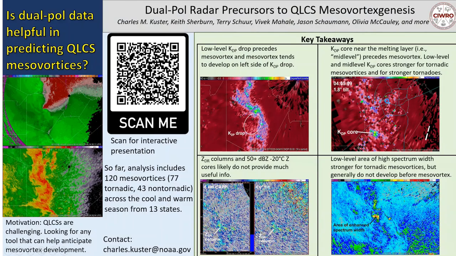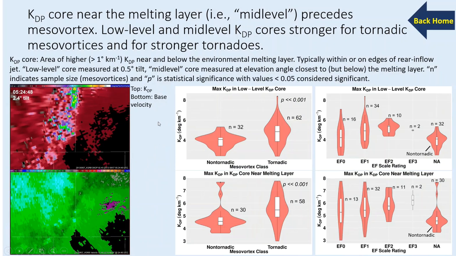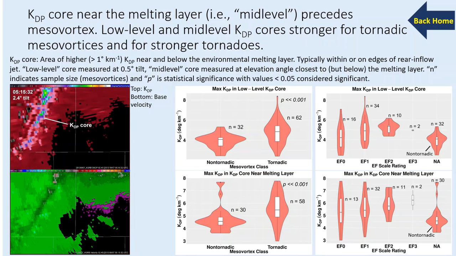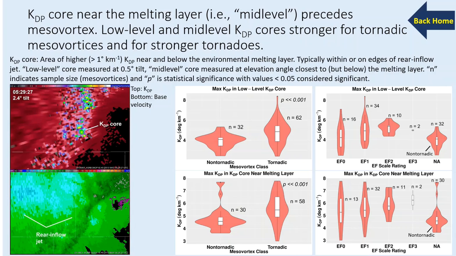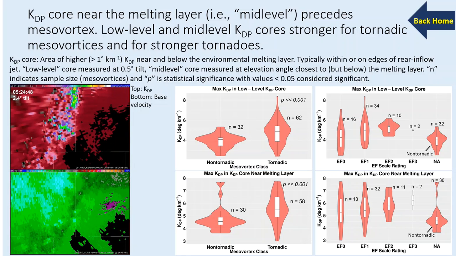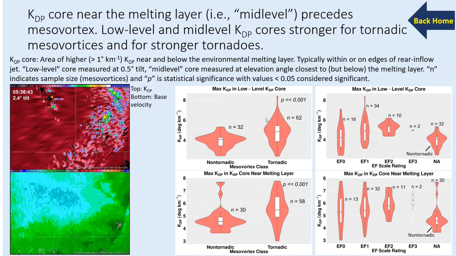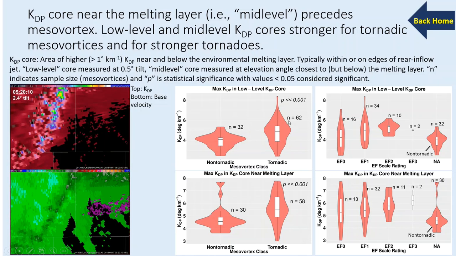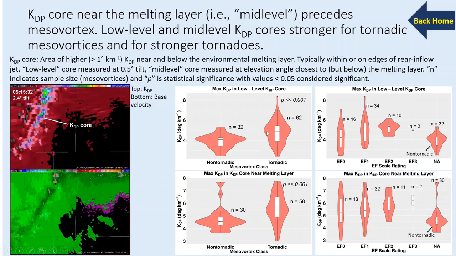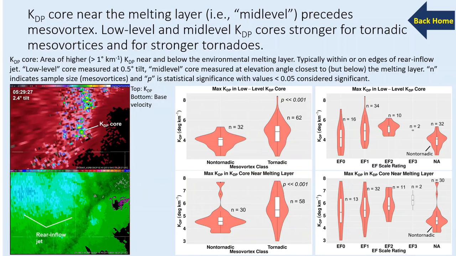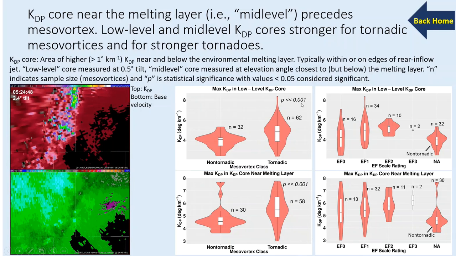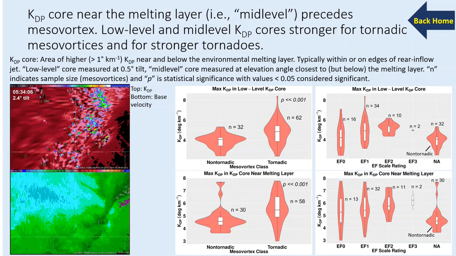With KDP cores, a KDP core is an area of 1 or greater degree per kilometer KDP, typically near and below the environmental melting layer. So we looked at mid-level cores, which is close to the melting layer, and then low-level cores, which is at 0.5 degree elevation angle. And for both low-level and mid-level KDP cores, we saw pretty big differences between the max KDP observed in the signature of the tornadic and non-tornadic mesovortices. And you can see that the results are statistically significant for each mid-level and low-level KDP cores.